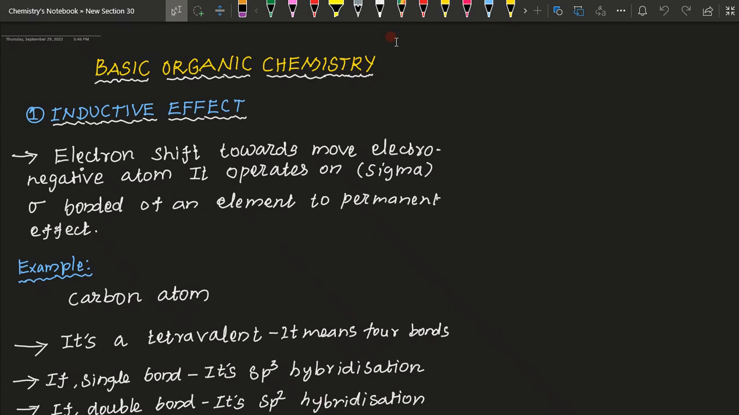Today we will see basic organic chemistry. Let's see first the inductive effect. What is the inductive effect?